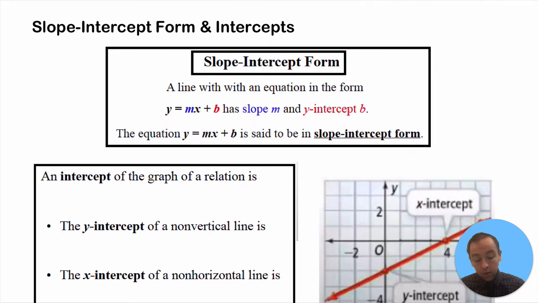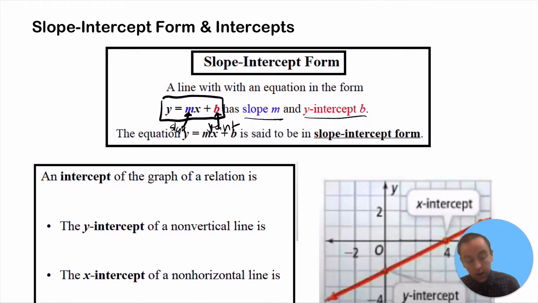In general, most of the time we are able to write lines in what we call slope-intercept form. It's called slope-intercept form for a reason, because when we have it of the form y equals mx plus b, where the slope is m and the y-intercept is b, then the equation tells you explicitly what the slope is, as well as what the y-intercept of the line is.